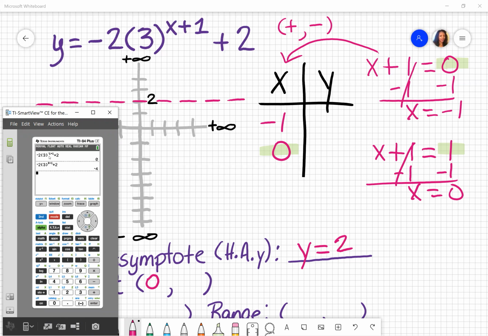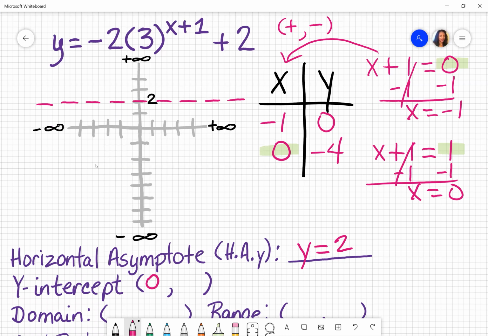For the first one, I put a -1 in for x and I got 0. For the second one, I put a 0 in and I got a -4. I would go ahead and plot that. Where x is -1, y is 0, and where x is 0, y is -4. The graph gets very, very close to your asymptote, but it cannot touch it.